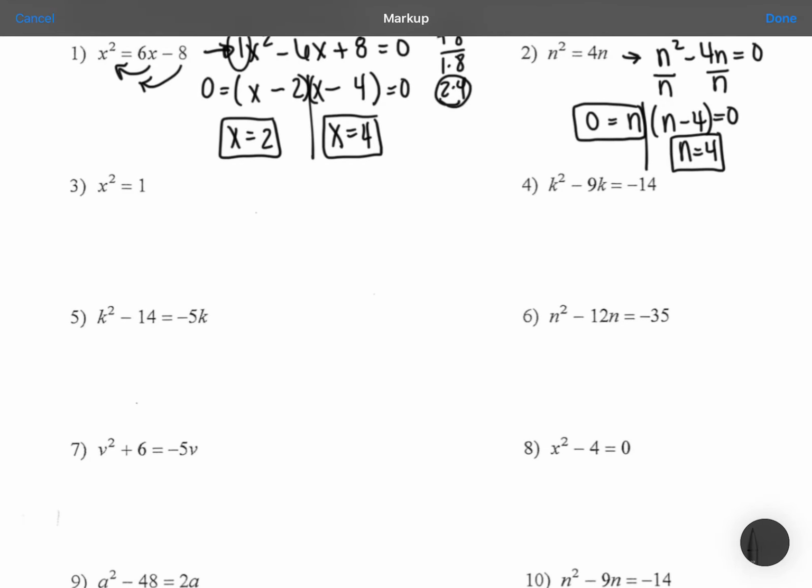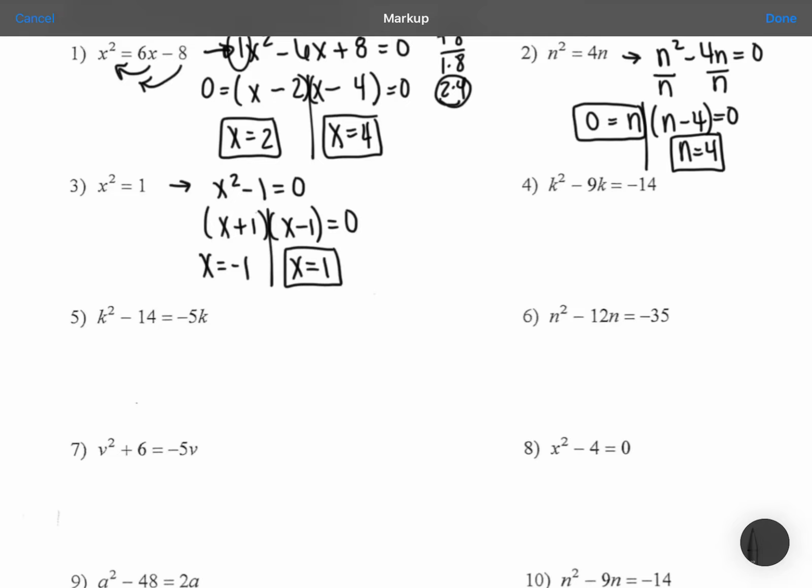Number 3, set it equal to 0. So x squared minus 1 equals 0. No GCF, not a bottoms up problem, so that leaves me with difference of squares. So x plus 1, x minus 1 equals 0. Split and solve, x equals negative 1, and x equals positive 1.